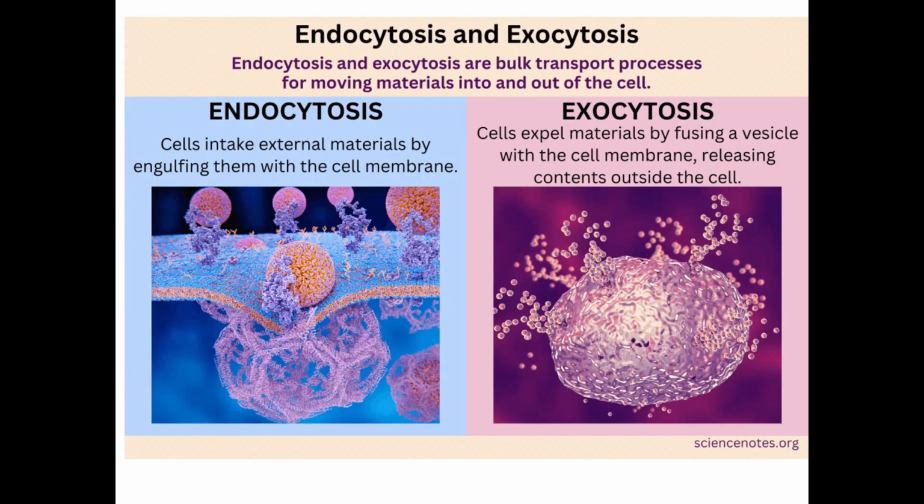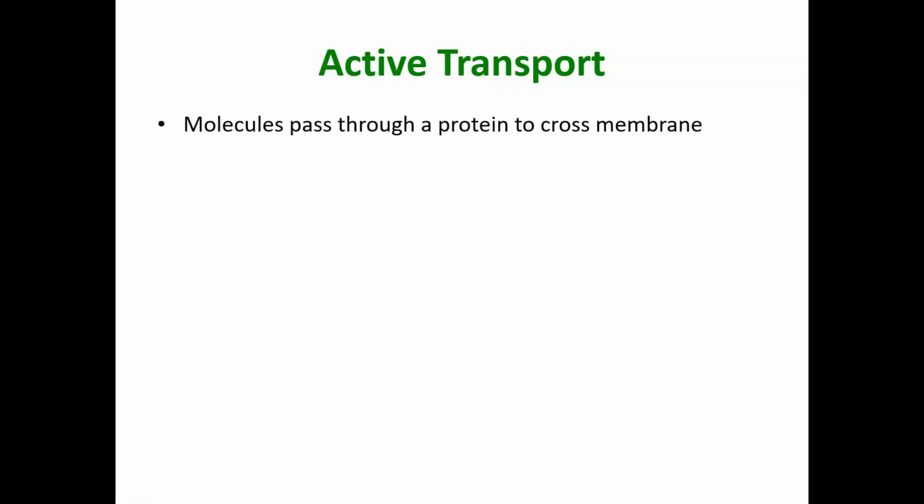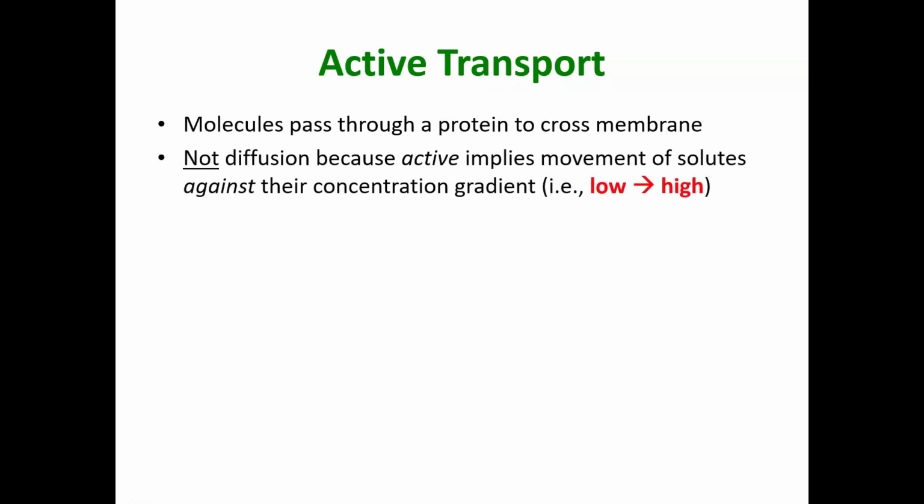So, and then the next thing, that is actually the basic concept of endocytosis and exocytosis. And then the next type of transport, we are going to look at active transport very closely. So molecules pass through a protein to cross the membrane. So not diffusion, because active implies a movement of solutes against their concentration gradient.